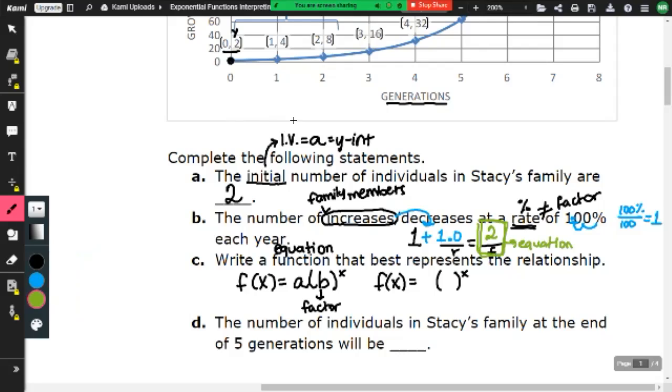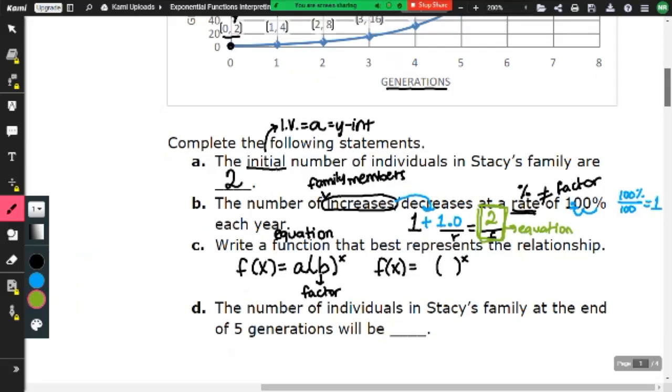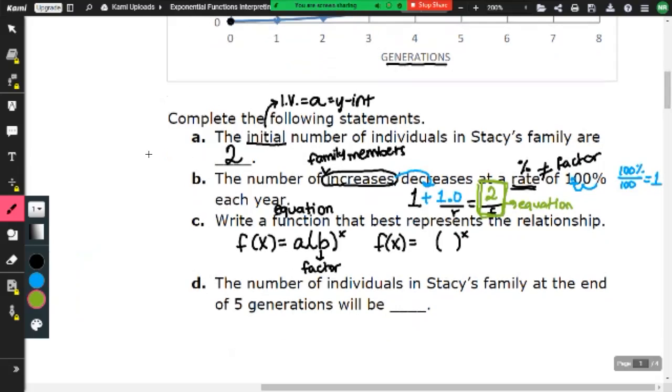The rate is just telling us how fast we're going up, how fast we're going down. So what number do I put in the front? The number 2. My initial value goes in the front. A is the 2, the initial. And what goes in the parentheses? 2, the factor. The factor goes inside of the parentheses. So now we know how to find the initial number. We know about the factor and the rate. You can create your equation.